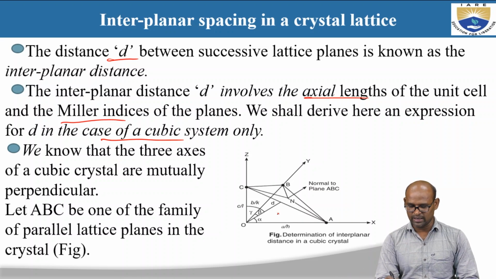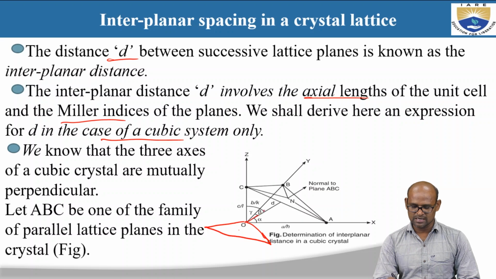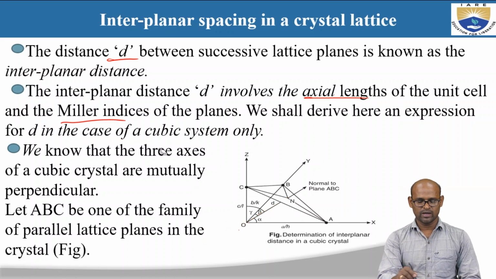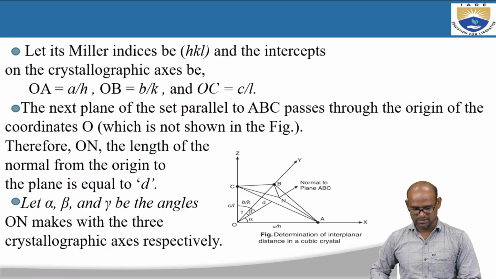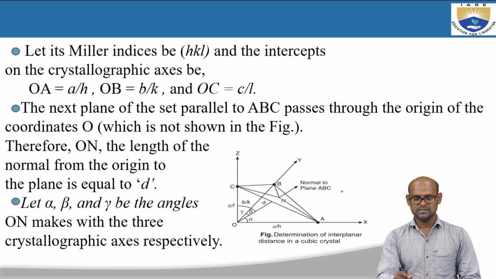So this ABC is one parallel plane, and another parallel plane is here, for example. So this is one plane, right? And this is another plane. We are going to calculate the distance between these two parallel planes. To derive that, I am considering one family of parallel lattice planes, which is ABC. Now I am going to write the Miller indices.